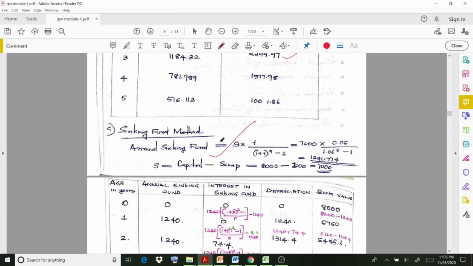Okay, the annual sinking fund is a value that we calculate first. Calculate what the sinking fund value is. Then you can multiply with these values. So in this case, the sinking fund is the capital amount minus the scrap value.